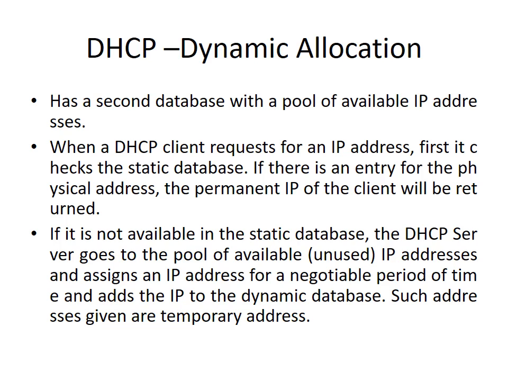Again, I am repeating. Once the request comes from the DHCP client, initially it checks the first database, that means the static database. For the particular physical address, if any IP address is mapped, it will be returned. That will be the permanent IP address. If it is not available in the static table, it goes to the second database, which contains the available IP addresses. From that, an IP address is allocated for a limited amount of time and added to the dynamic database. That address will not be a permanent one, it will be temporary. That is the mechanism adopted in the case of DHCP dynamic allocation.